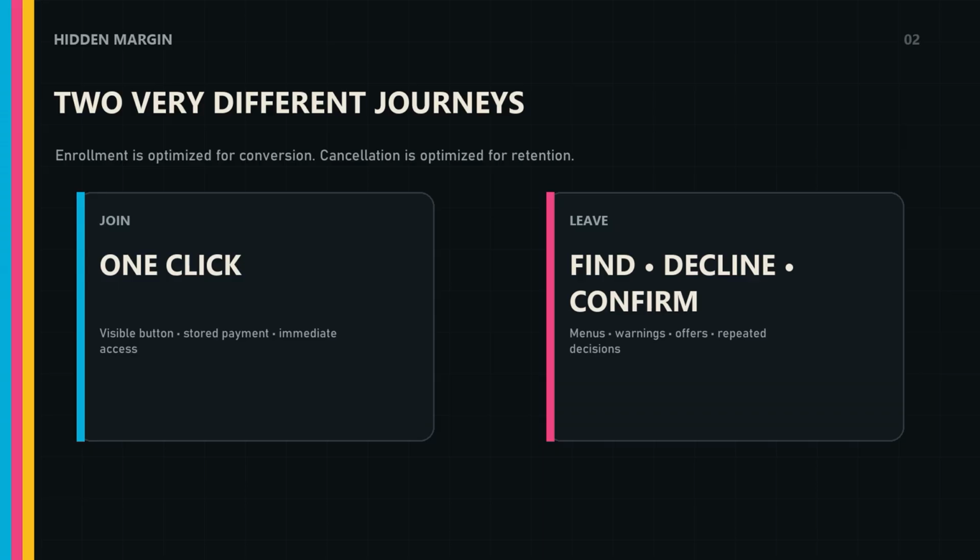The two journeys are designed for opposite outcomes. Enrollment is optimized to remove hesitation. Cancellation is often designed to create it. One screen says "Start now." The other asks whether you are sure, reminds you what you will lose, offers a cheaper plan, requests a reason, and then asks you to confirm again.